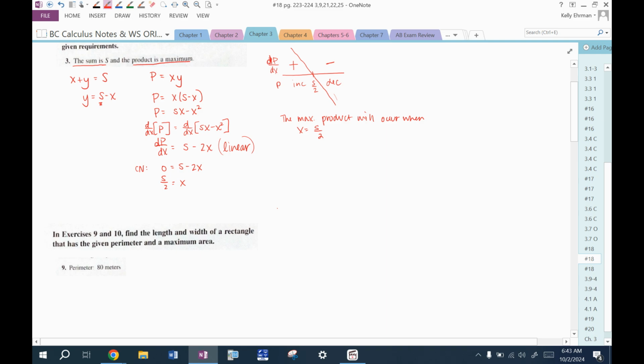I'm trying to decide if I need to justify. I don't think I justified on my actual answer key. But anyway, I would say because dP/dx changes from plus to minus. I don't think I did that in these optimization problems because we usually don't have to, but it's a good habit to get into. Justifying just to justify.